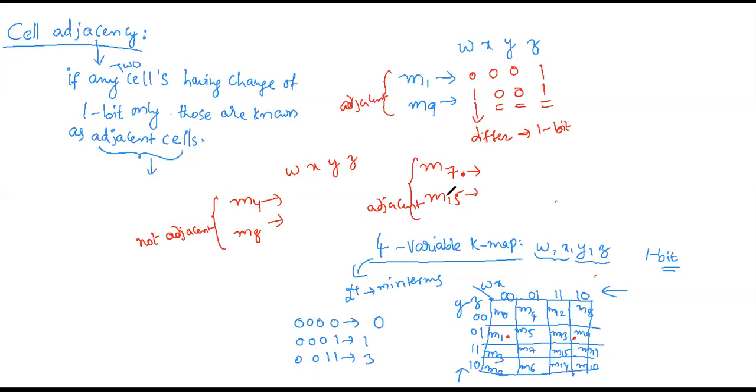Okay. While we are discussing one by one, 2 variable K-map, 3 variable K-map, and so on, cell adjacency plays a major role. Cell adjacency plays a major role.